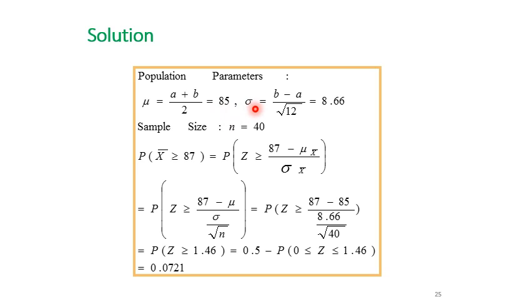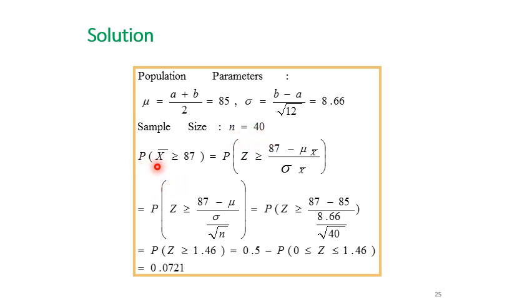And the standard deviation of the uniform random variable, this is b minus a over square root 12. This will give me 8.66. Now, as we said before, the required probability statement is the probability that x bar, the average time in the sample, is greater than or equal to 87. Okay, this x bar, according to the central limit theorem, will approximately follow the normal distribution because the selected sample size is greater than or equal to 30.